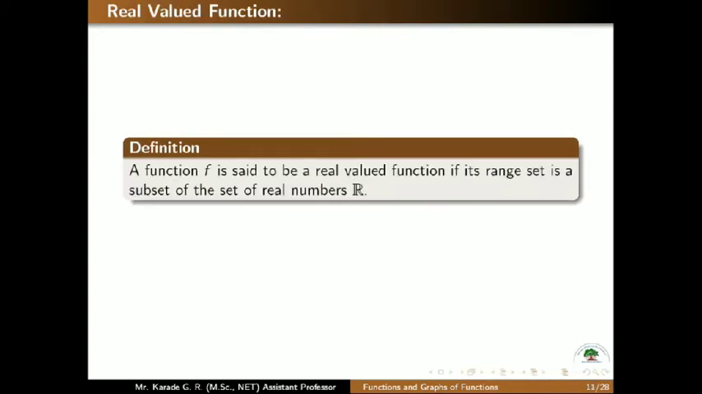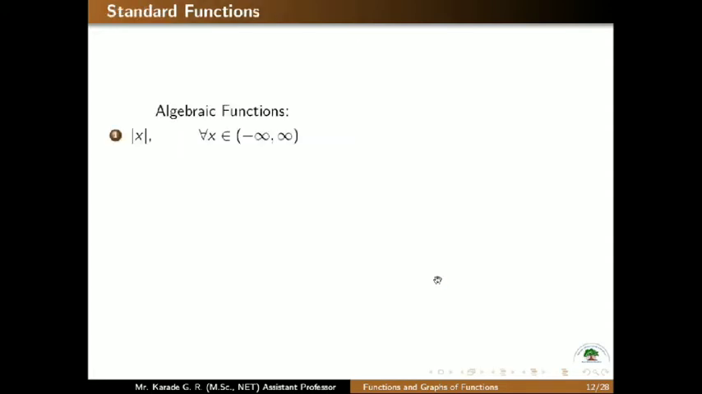Okay, real valued function. A function f is said to be a real valued function if its range set is a subset of the set of real numbers. That is, if f from A to B is a real valued function, then its range set, the range of function f, is a subset of the set of real numbers. Now see some standard functions.